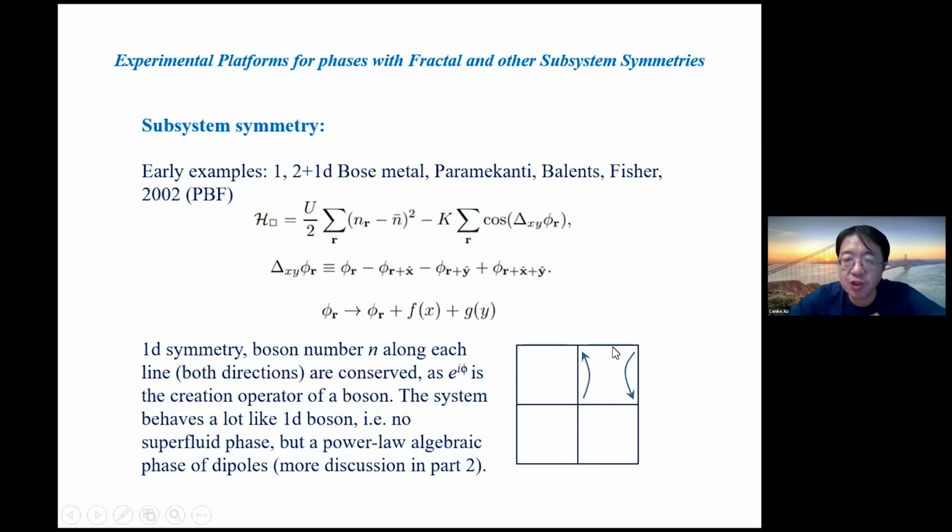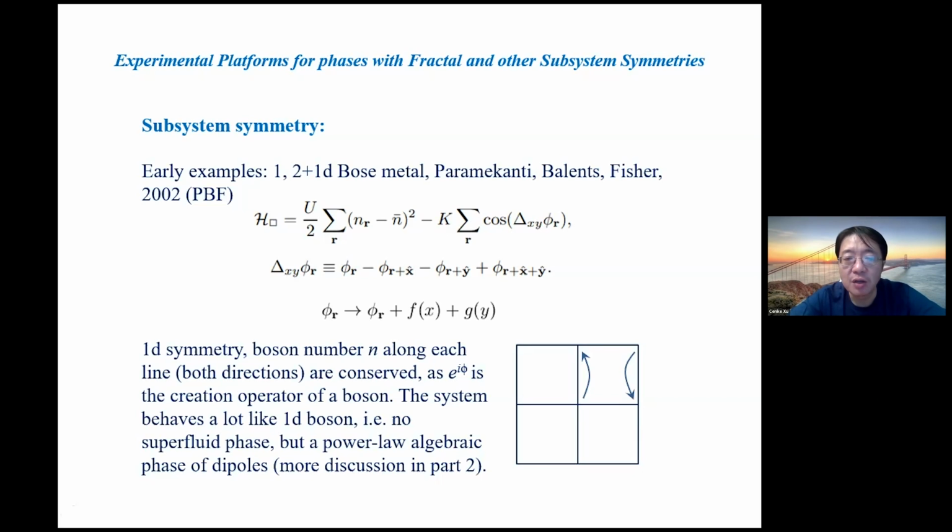This ring exchange conserves the particle number on every line and also every column. So this model conserves the boson particle number along every line and every column. So this model has a subsystem conservation, or subsystem symmetry.